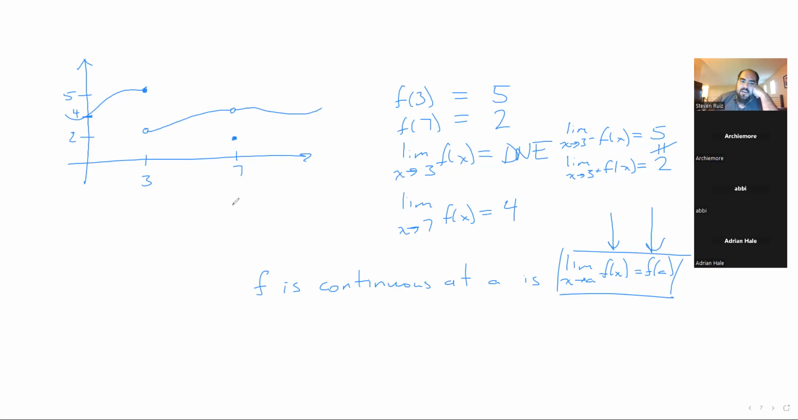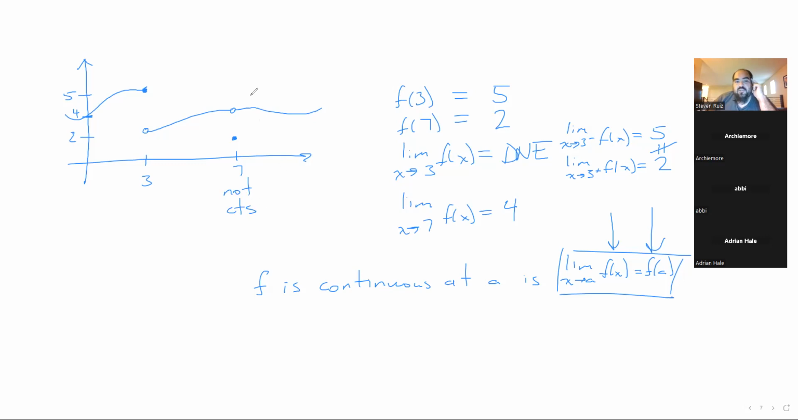So in that case, is my function continuous at x equals 3? No. Okay, is it continuous at x equals 7? Yeah, I gotta vote for yes. All right, what's the limit as x approaches 7 of the function? 4. What is f of 7? 2. So not continuous here.